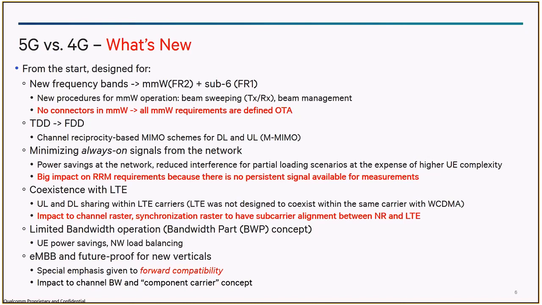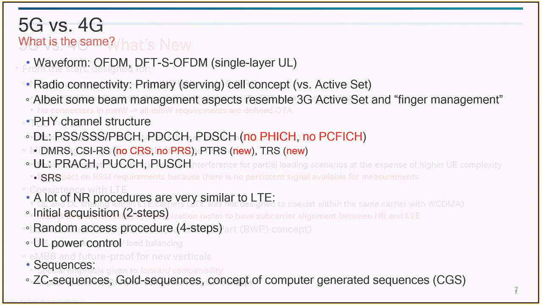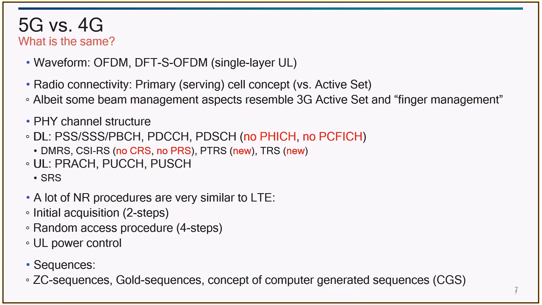What remains the same? Waveform essentially, which is OFDM, it remains the same. We call it TP OFDM, but it is essentially the same OFDM which is used in LTE. The primary cell concept versus active set still remains the same. You still don't do any soft handoff. There are some beam management aspects where from the same base station you can track multiple beams, and this concept is very similar to WCDMA active set and finger management, but essentially it is still restricted to one cell.